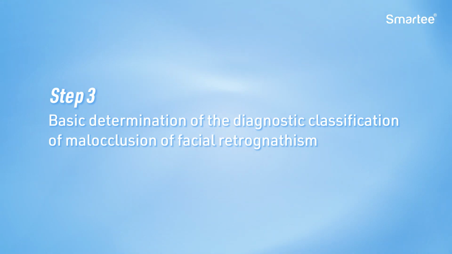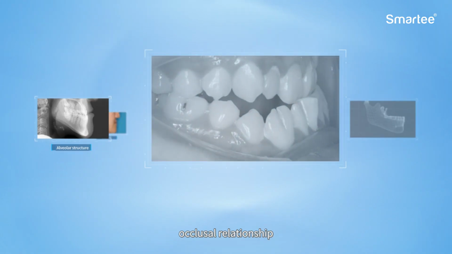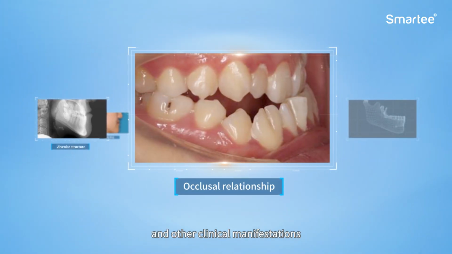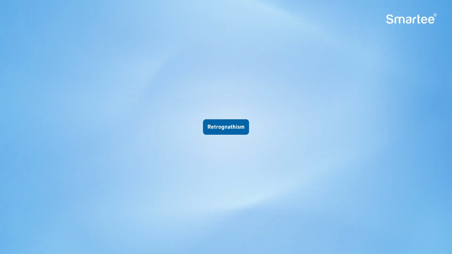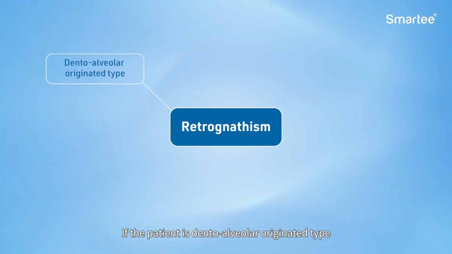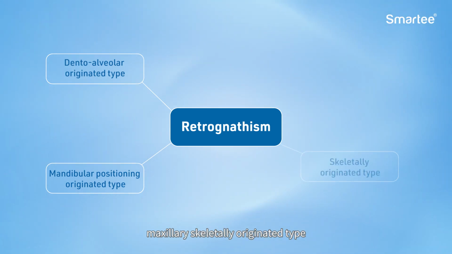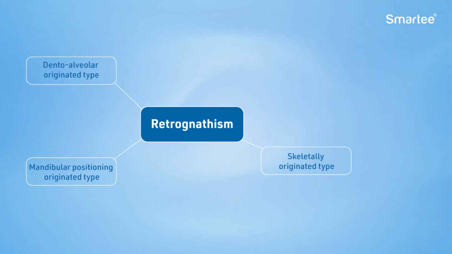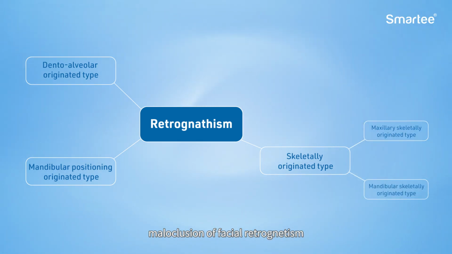Step 3. Basic determination of the diagnostic classification of malocclusion of facial retrognatism. That is, based on the facial features, alveolar structure, occlusal relationship and other clinical manifestations, especially the evaluation of mandibular morphology, a preliminary diagnosis and classification is made. The patient is classified as dentoalveolar originated type, mandibular positioning originated type, maxillary skeletally originated type, or maxillary and mandibular skeletally originated malocclusion of facial retrognatism.